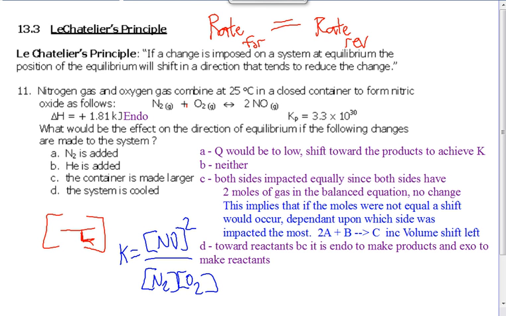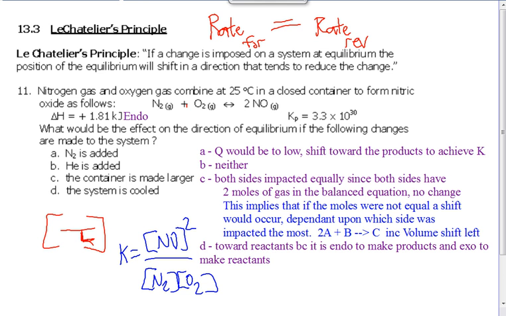Did we take a second look at that constant, though? That's a ridiculous constant, isn't it? What stands out about that constant that makes it ridiculous? 10 to the 30th, right? It's a pretty big number. So that means that this reaction produces a lot of NO, right? That's a lot of NO and very little N2 or O2 left over. Heavily favors the NO.